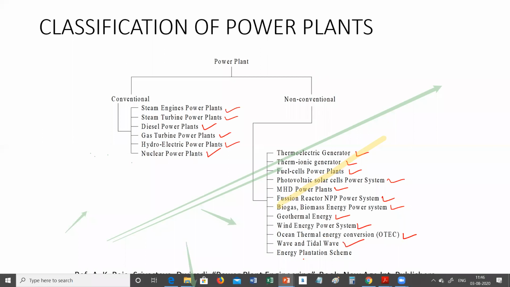Okay, then the energy plantation scheme means what? At some places there is a combination of solar or photovoltaic also. The solar thermal power plant is also there. Maybe a combination of those things takes place here.